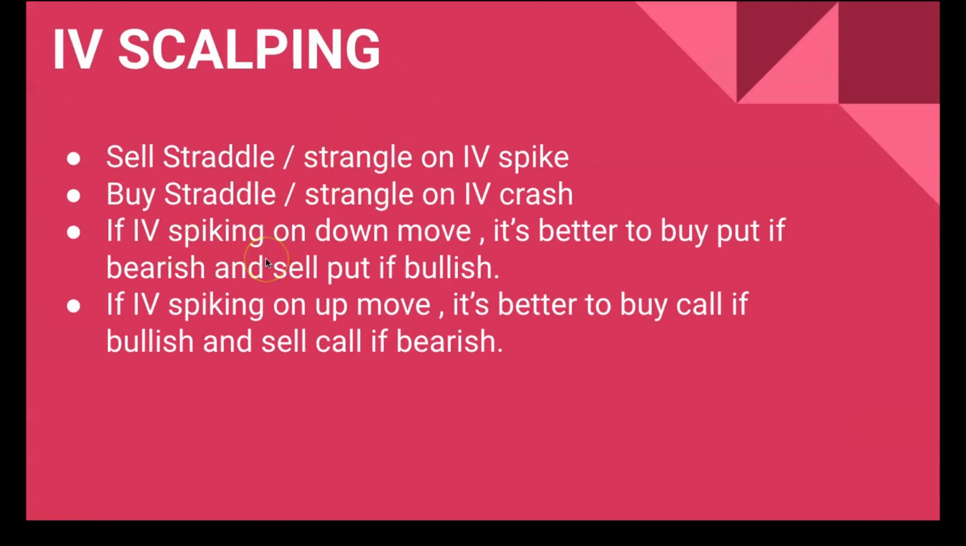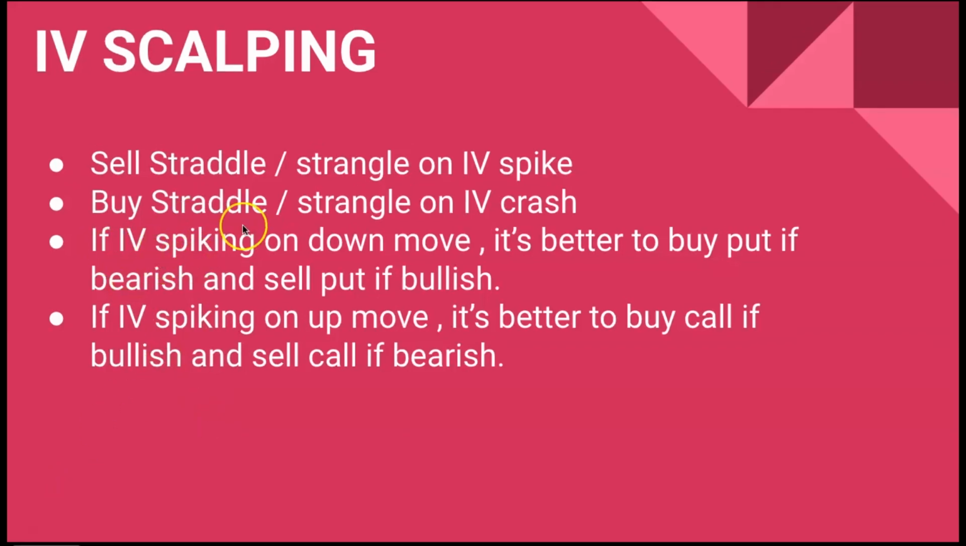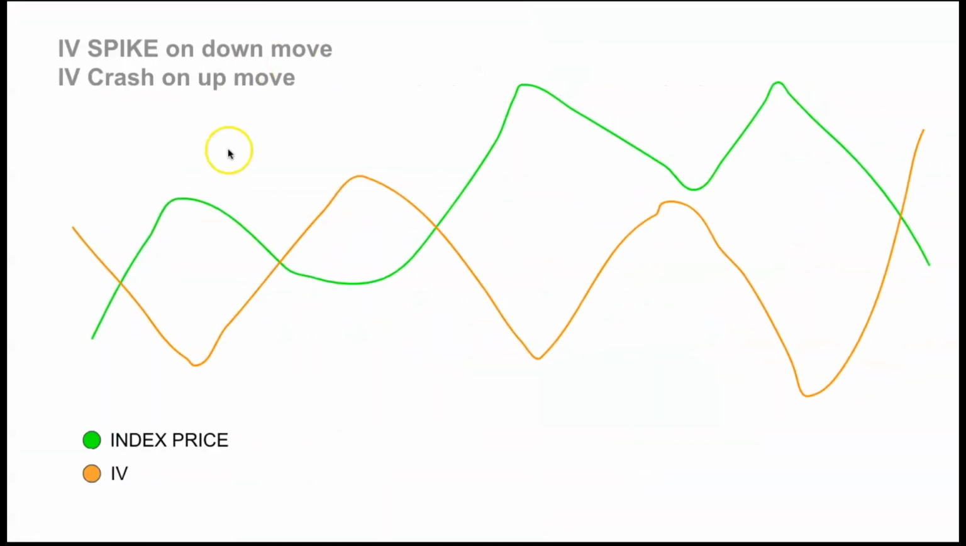The next strategy is for both buyers and sellers who do naked option buying or naked option selling. First of all, we need to find if the IV is spiking on the down move or on the up move. We can find that by watching the tick by tick IV chart for a few minutes, or just watching the normal IV chart. This is a simple illustration that explains the IV spike on the down move. Here the green color is the index price and the orange color is the IV. Whenever the market is going up, the IV is falling, and whenever the market is falling, the IV is increasing. So basically the IV spikes on the panic side.